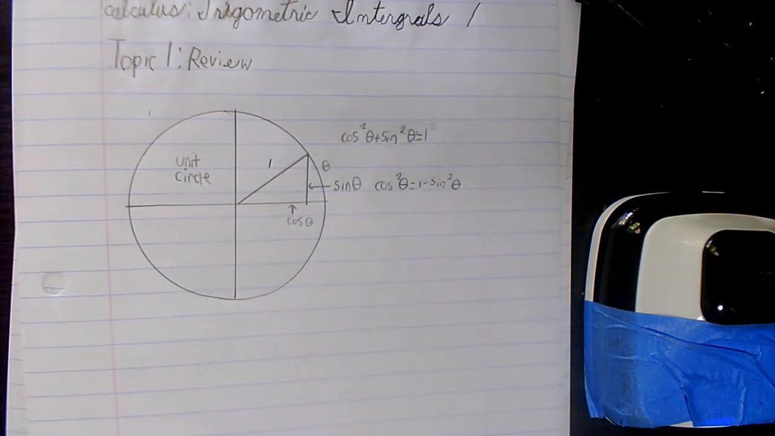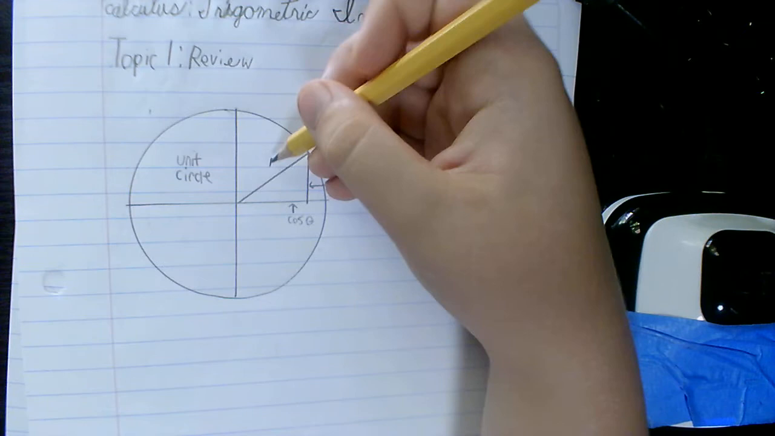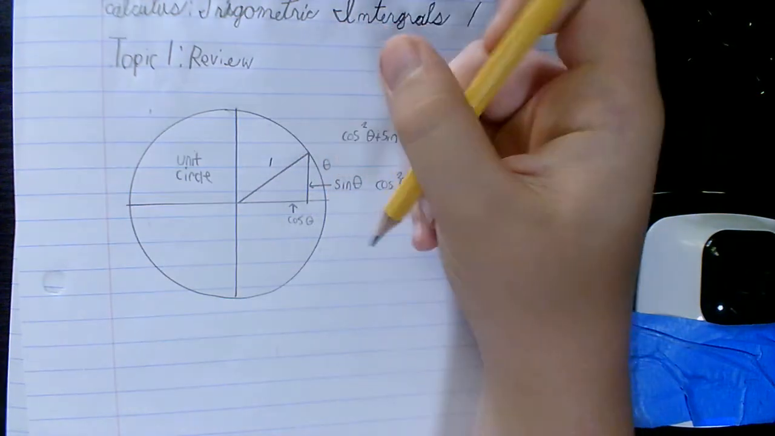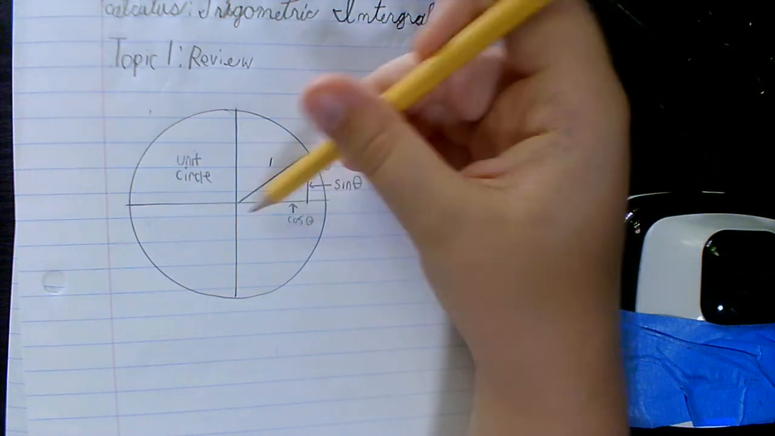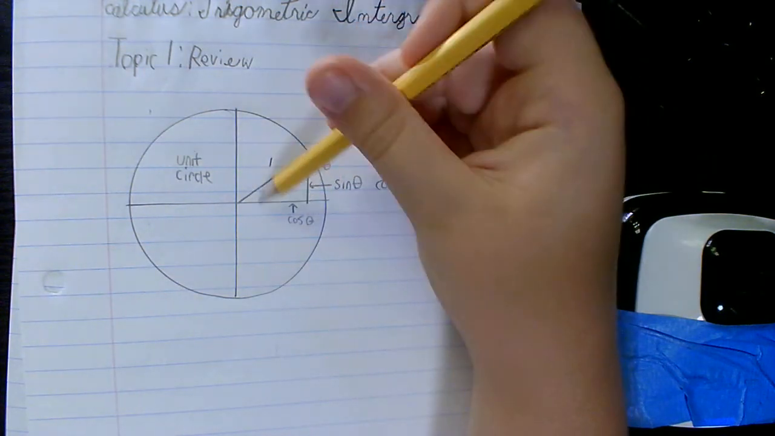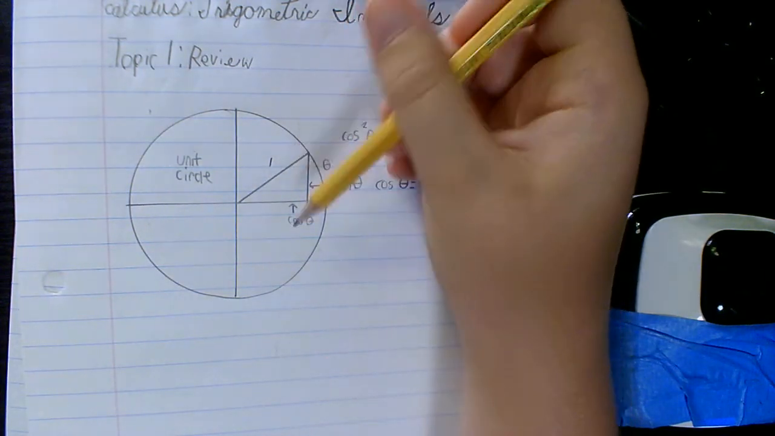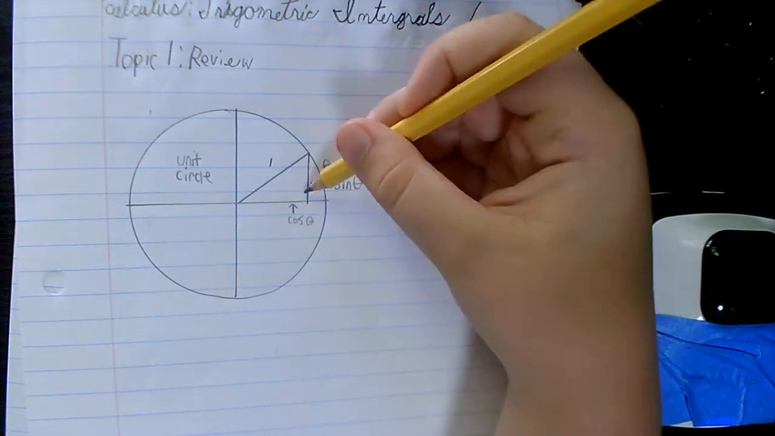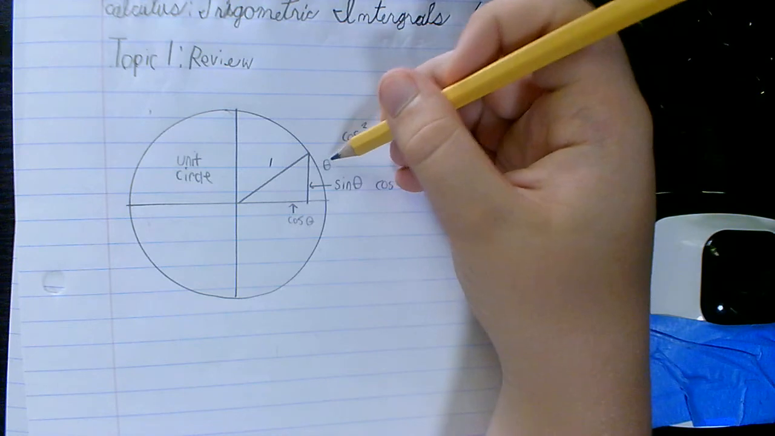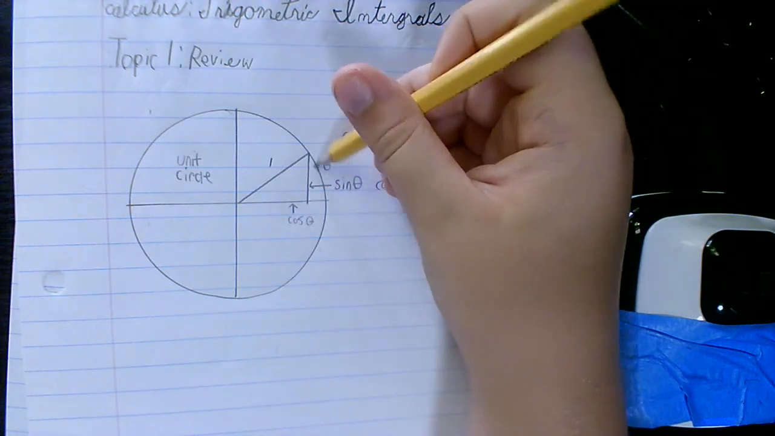So here I have a unit circle, and I've drawn a couple lines. This is always going to be 1, and this is 1. And then these are always going to be a fraction of 1. And so this is the sine of theta, and this is the cosine of theta, and this is theta.